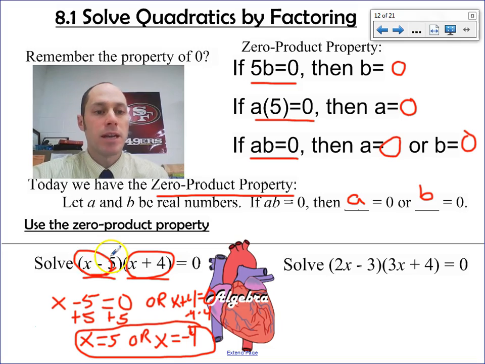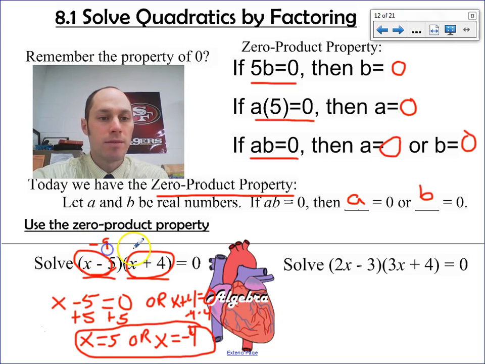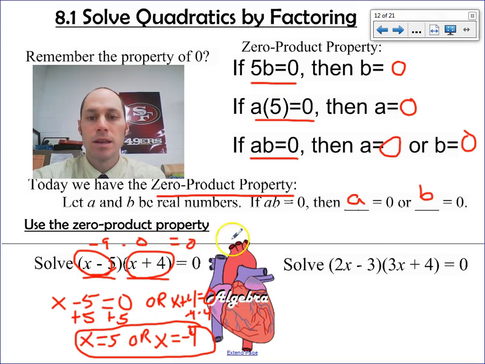Because if I put 5 in, 5 minus 5 is going to equal 0. 5 plus 4 is 9. 0 times 9 equals 0. Or, if I put negative 4 in, negative 4 minus 5 is negative 9. Negative 4 plus 4 is 0. Negative 9 times 0 is 0.